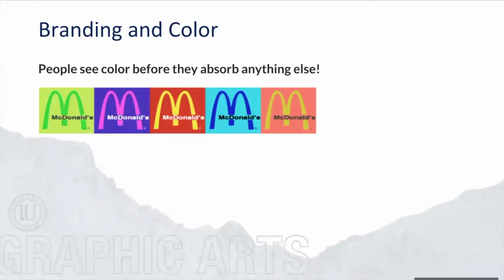Branding and color. Remember, people see color before they absorb anything else. Brands and colors are inextricably linked because color offers an instantaneous method for conveying meaning and message without any words. Color is the visual component that people remember most about a brand, followed closely by shapes, symbols, maybe some numbers, and finally, the words. Isn't that funny? We might remember the name last because those are the words.